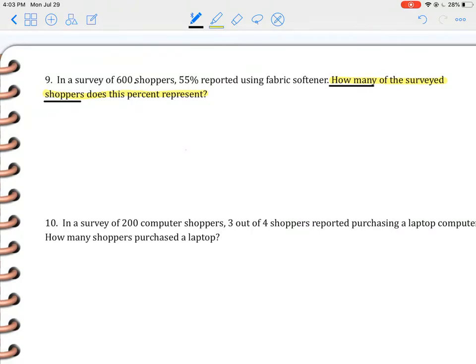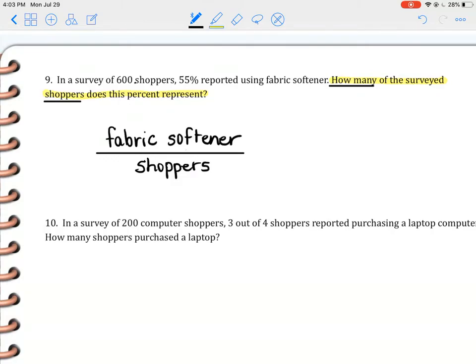So we set this up to have fabric softener over shoppers. And we know that 55%, so that's 55 out of 100, use fabric softener. And we want to, this is called extrapolate that percent to 600 shoppers. In other words, we want to figure out of our 600 how many fit that description.